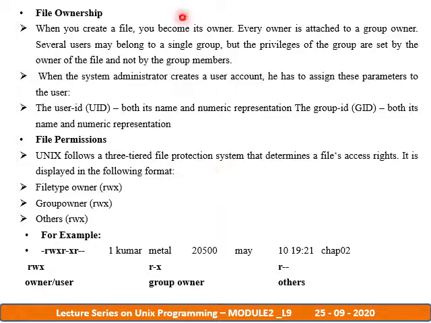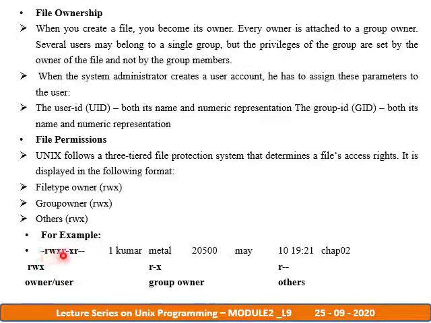If you give permission for an owner, the permissions are set like this: RWX. It indicates that read, write, and execute permissions are assigned to the owner. The same applies to the group owner and the others. For example, say this is what is displayed for a particular file, chap2. The first character, a hyphen, indicates that it is a regular file.